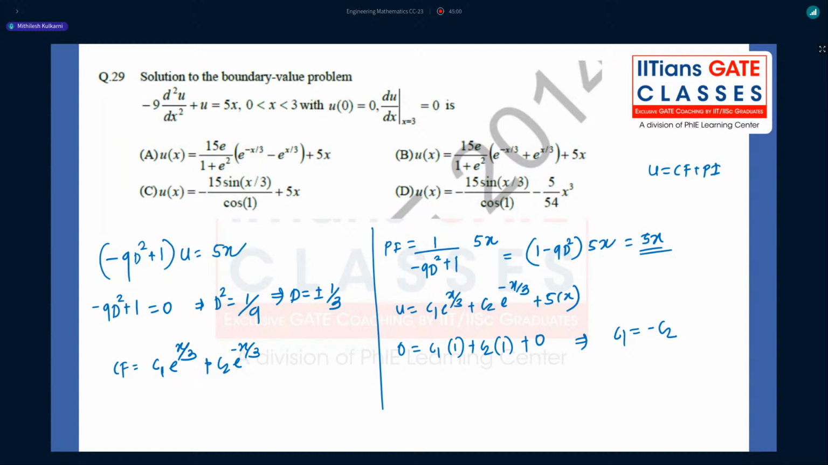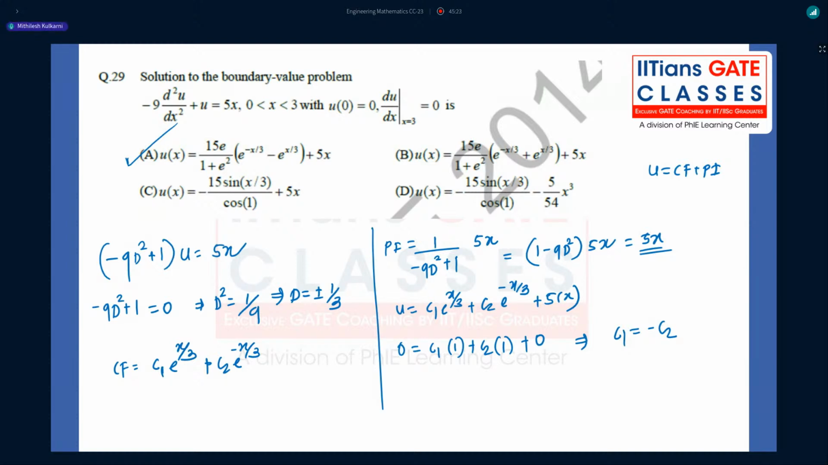So the only option which satisfies that is option A. Hence option A is correct in this case, because here the coefficients of both e to the power x by 3 and e to the power minus x by 3 are positive, which is not the case. Because C1 is equal to minus C2, and that is the reason we are choosing option A here. I hope it's clear.